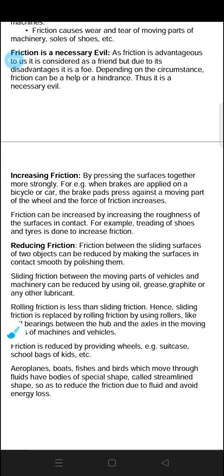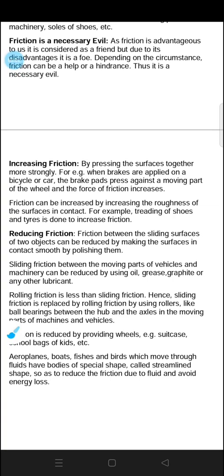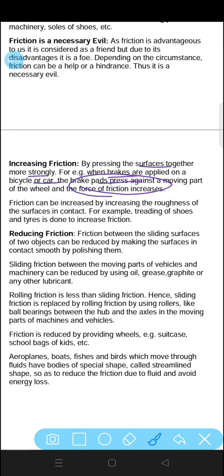Now, increasing friction and reducing friction. By pressing the surfaces together more strongly, for example, when brakes are applied on a bicycle or car, the brake pads press against a moving part and the force of friction increases. As the force of friction increases, there will be stoppage. Friction can be increased by the roughness of the surfaces in contact. For example, treading of the shoes and tire is done to increase friction.